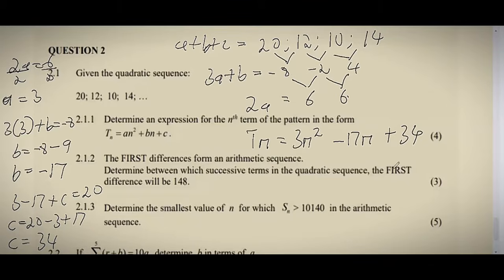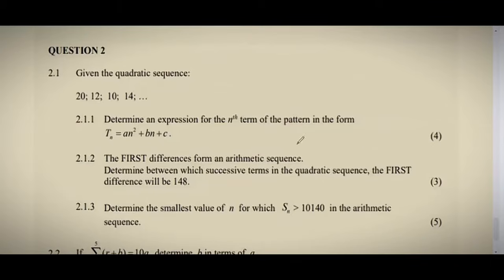Now let's move to 2.1.2. It says the first differences form an arithmetic sequence. So finally, they told us what I've been trying to tell you all along, all throughout the video. The first differences always form an arithmetic sequence. Determine between which successive terms in the quadratic sequence the first difference will be 148. So let's do that one.